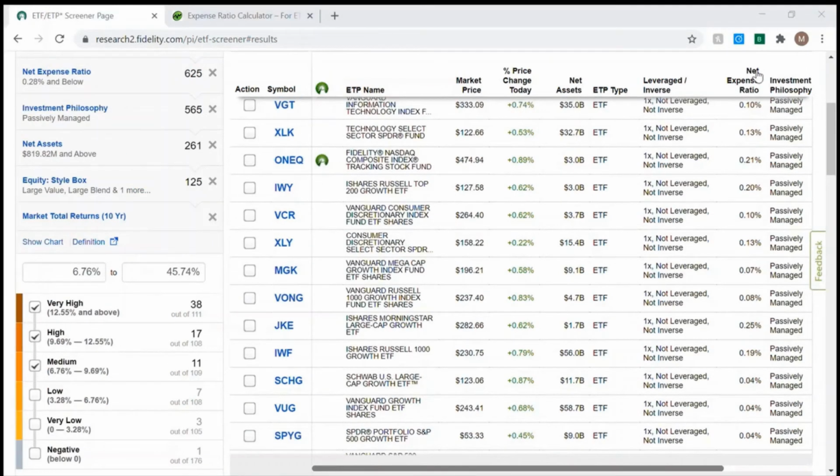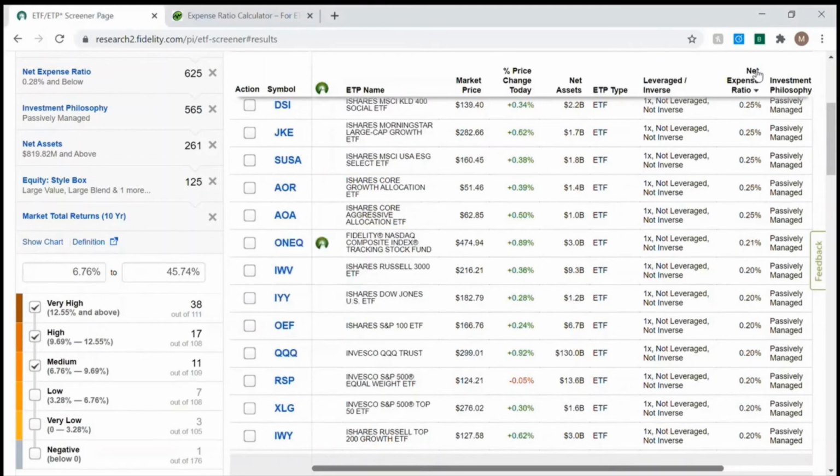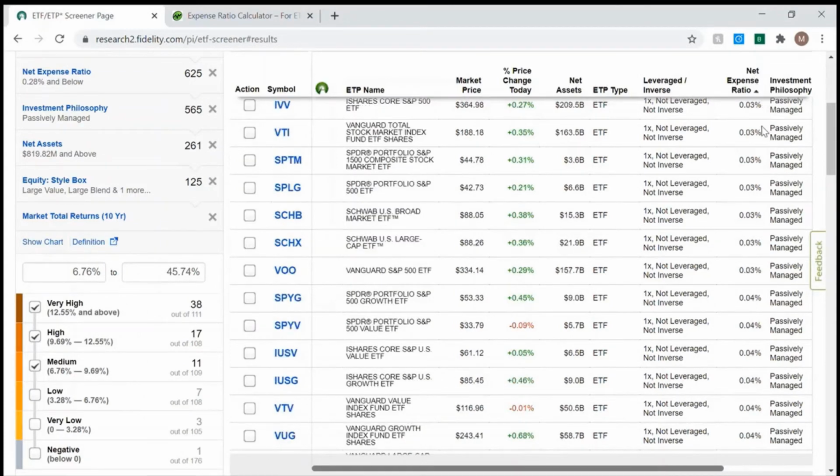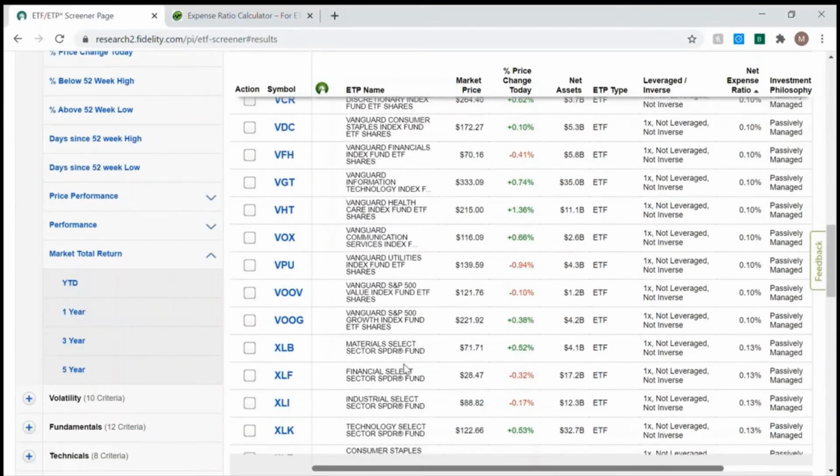I like to start by clicking the net expense ratio to see which of the ETFs have the lowest fees. By clicking on that, I can now put these ETFs in ascending or descending order. So now you see this is the lowest to highest. I would stay away from specific sectors and just go for an ETF that tracks an index like the S&P 500 or simply picks good value large cap stocks.